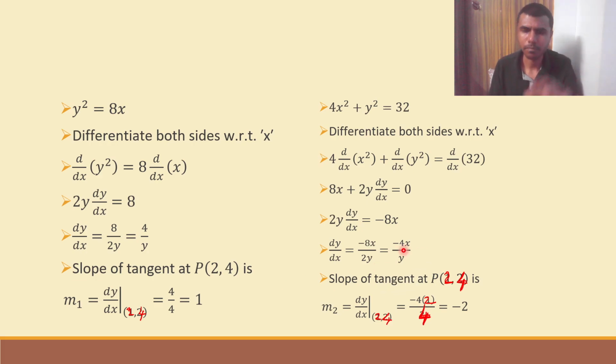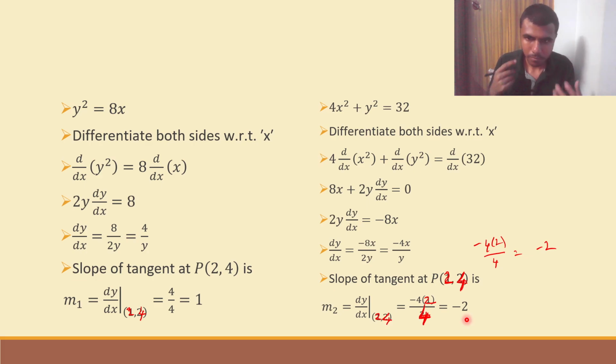So see here, minus 4 into x by y. x is 2, y is 4. So I'd get minus 4 into 2 by 4, which is nothing but minus 2. Fine. So m2 is minus 2. Just there are some mistakes. I hope you will forgive me for that. I've corrected on the spot.